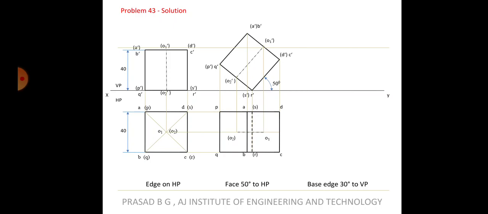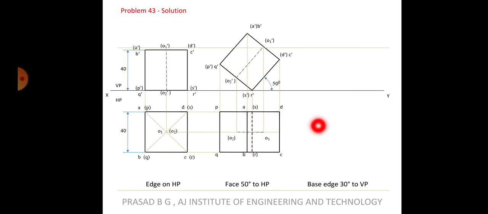Base edge is inclined to 30 degrees to VP. So which is the base edge? Which edge are we talking about? Can you tell me? It is resting on which edge right now? It is resting on this edge, RS. Can you see here? RS is on the XY line, no? So it is resting on R dash S dash edge. That means it is resting on this edge, R and S.